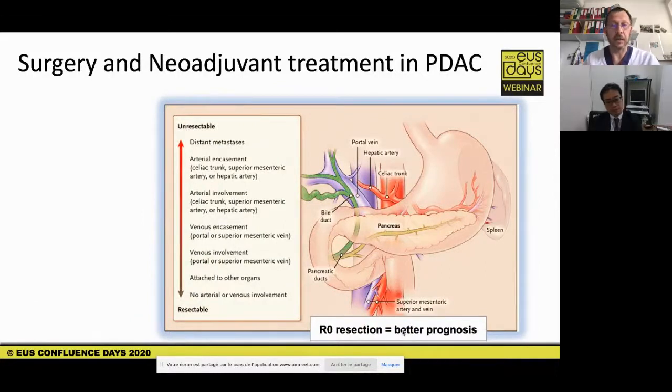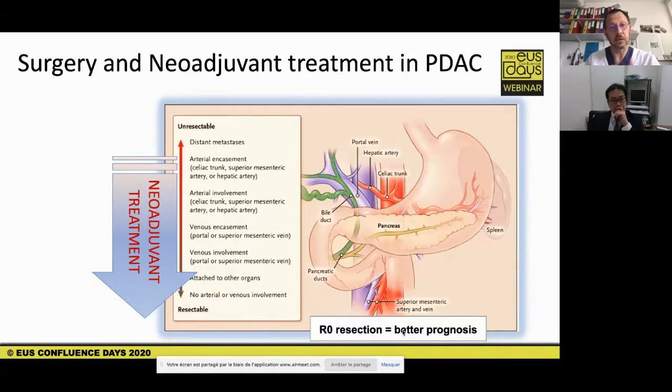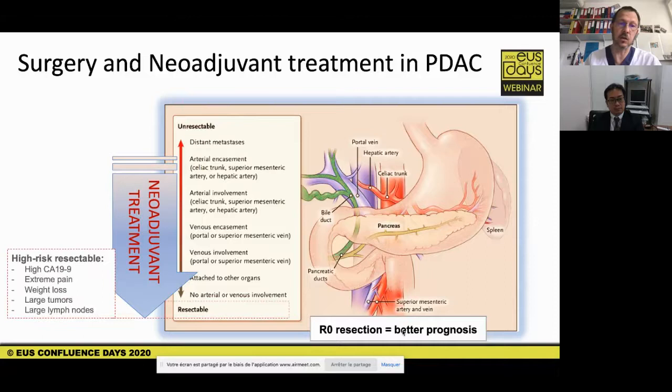Well, firstly, we all know that surgery is the only way to cure this patient globally, but there is a new actor in the management of this patient, the new neoadjuvant treatment, and this treatment helps most patients to be brought to a more resectable situation to offer eventually the surgery. And what is also interesting is that in this broad spectrum of resectable lesions, which before shouldn't be sent for neoadjuvant treatment, in some situations currently there is an indication when we speak about high-risk resectable lesions, for example, high CEA 99 or extreme pain, etc.